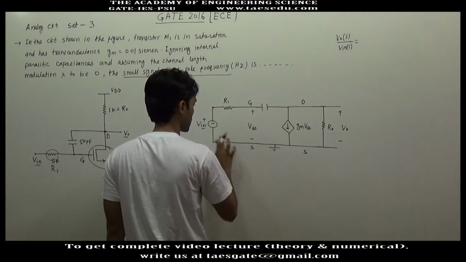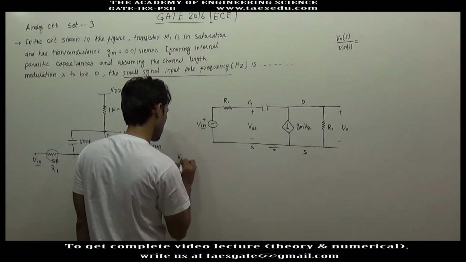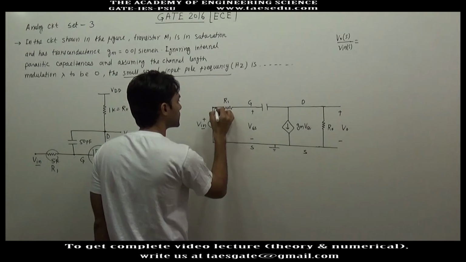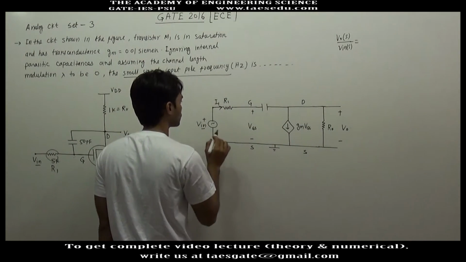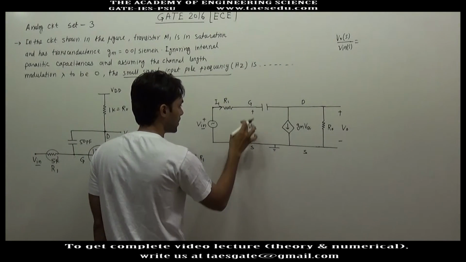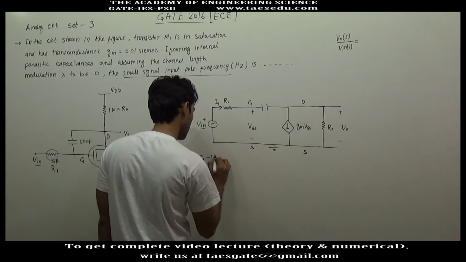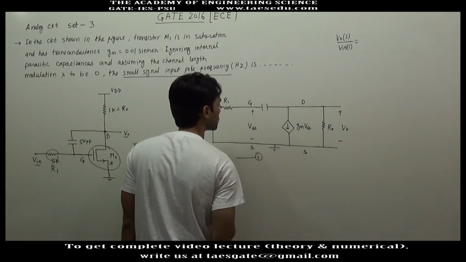First we will write down this equation. In this loop, here you have a gain of input voltage. Let's say this current is I1. So Vinput minus I1 R1, and here you have a drop of VGS, minus VGS equal to 0. This is the first equation.